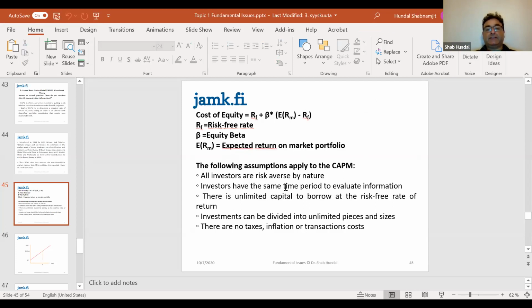These are the assumptions. Every theory has assumptions. There is no theory which is assumption-less, because assumptions bring the discipline to the theory, basically. So it's not essentially a problem. The first assumption is that the investors are risk averse by nature.